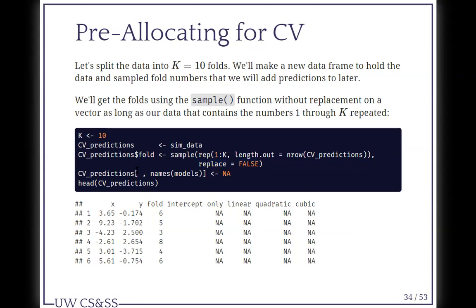Then we will create, for our CV predictions data frame, columns for each of our models and just provide them no values so that we can put them in using a for loop. This is also a very elegant way to make a bunch of columns that are the same name as a vector. So here's what we got to look at. We have our X and Y values from our sim data. Each of the rows has been assigned a fold. And then we also have missing for each of our 4 models.